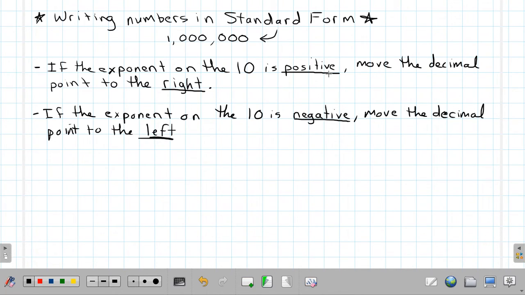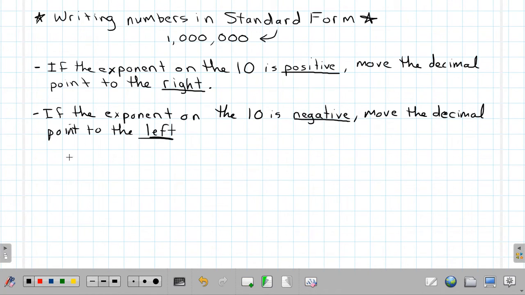Okay, so positive exponents, you move the decimal to the right. Negative exponents, you move the decimal to the left. If you're unsure what I mean by move the decimal place, pay attention and look at the next example, and you'll see what I'm talking about. But just as a general rule, positive means you move the decimal place to the right. Negative means you move the decimal place to the left.